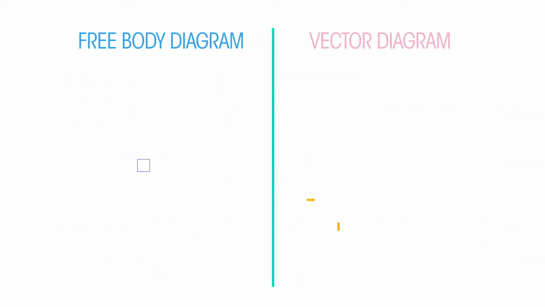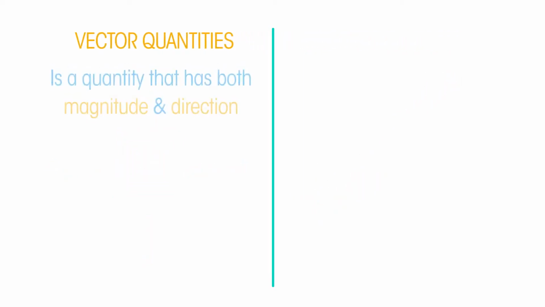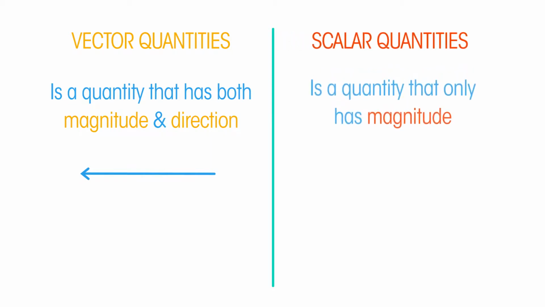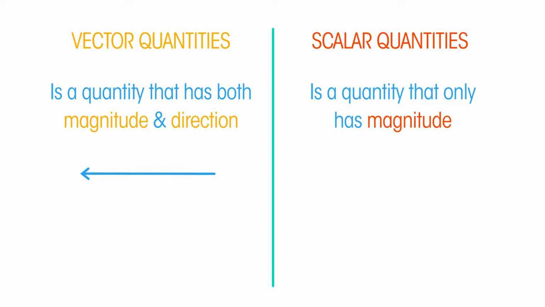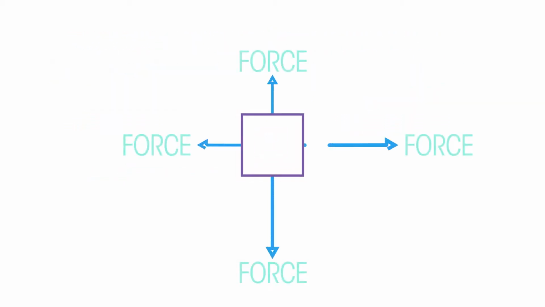In this video, we will learn how we can use free body and vector diagrams to describe forces. Forces are vector quantities because they have both magnitude and direction, and so can be represented by an arrow. Scalar quantities have only magnitude and no direction. When several forces act on an object, they can be replaced by a single force that has the same effect. This single force is called the resultant force.